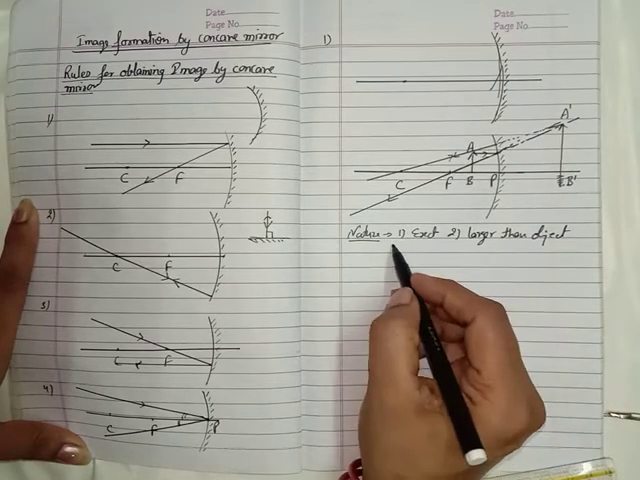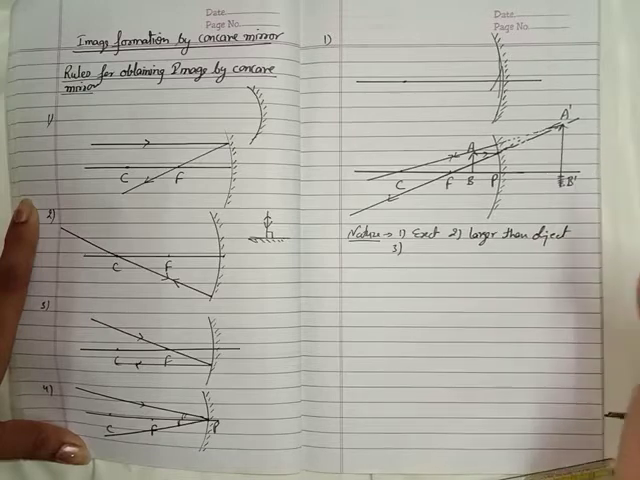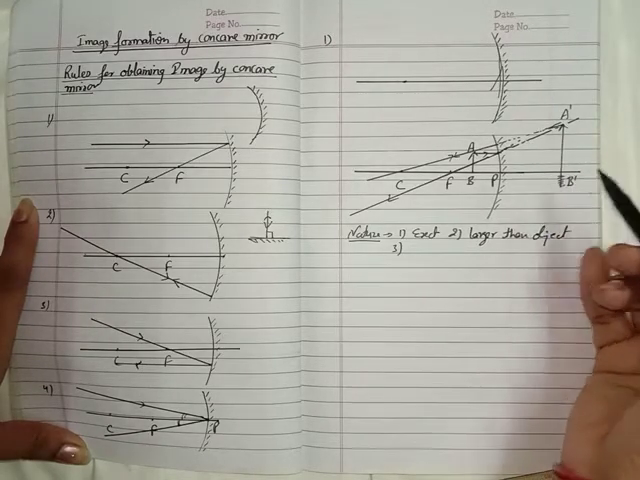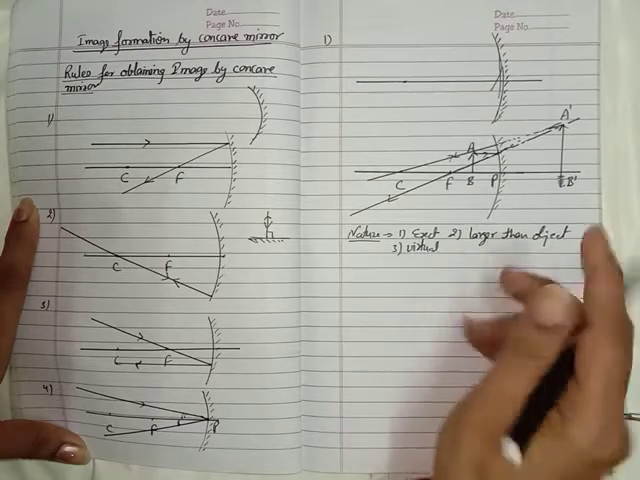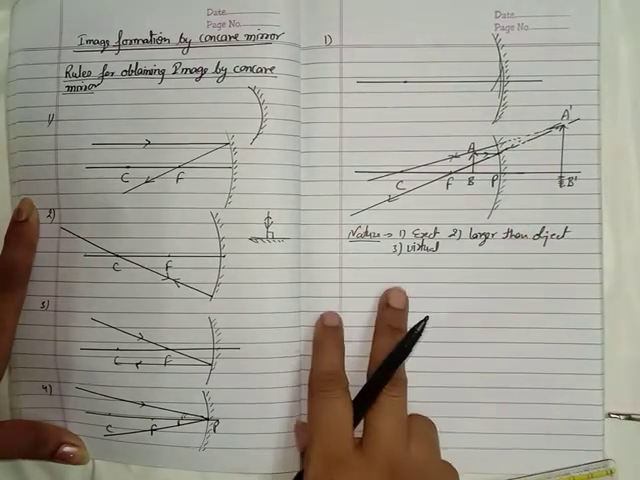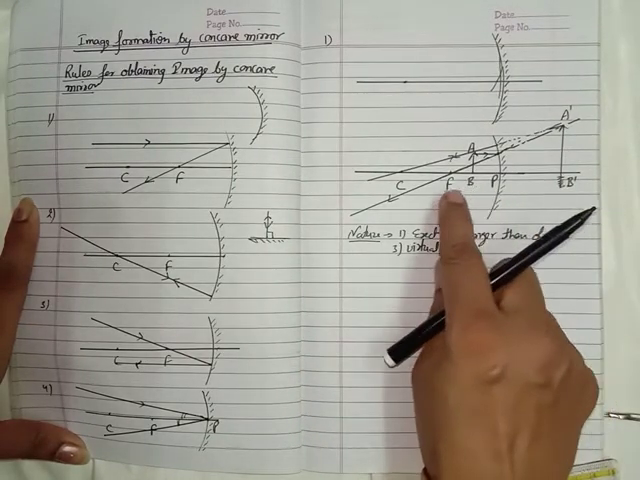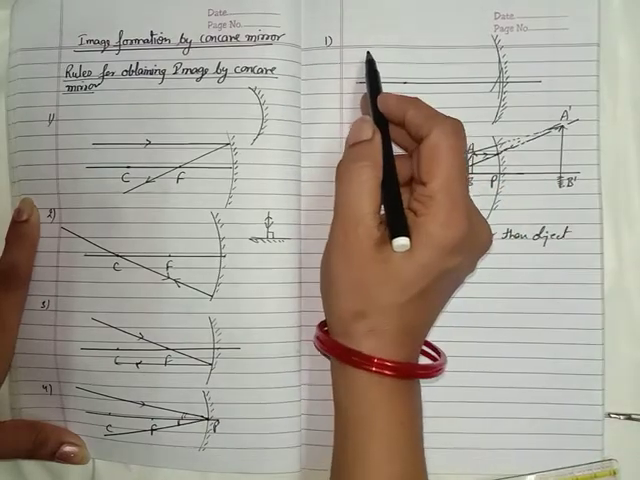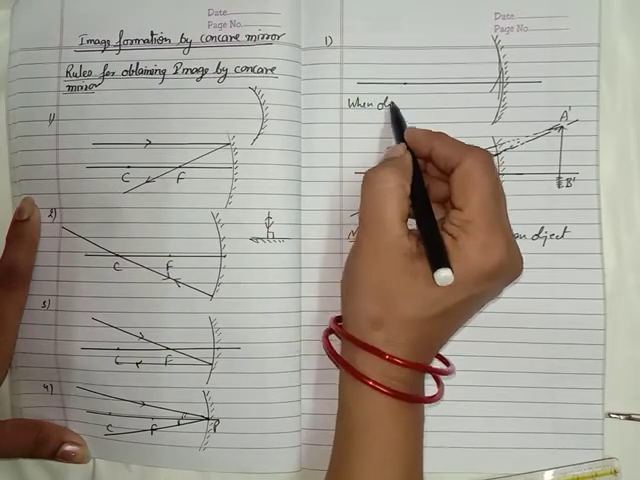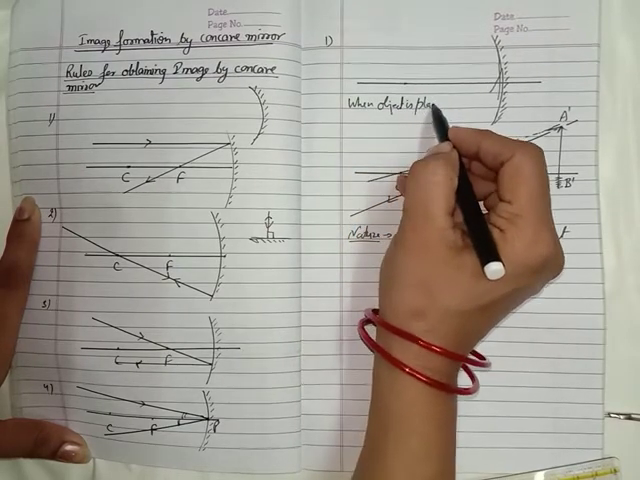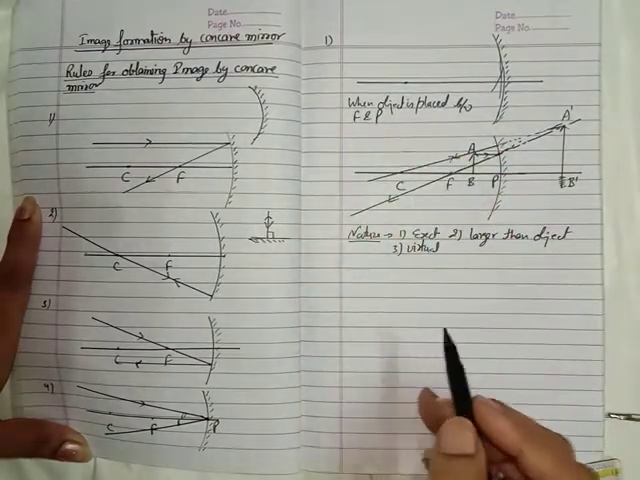Okay, now the third point is we know that the image is formed behind the mirror, and the images which are formed behind the mirror are always virtual. So we can say this is a virtual image. Okay, so these are the nature of the image formed by the concave mirror when we place the object between F and P. And you should write here: image formed when object is placed between F and P. Okay, this is the first case.